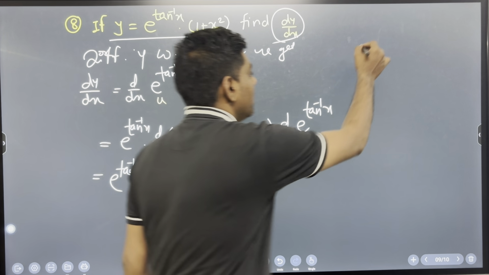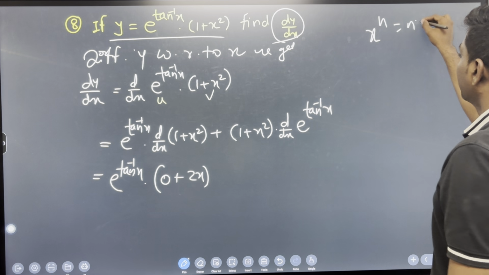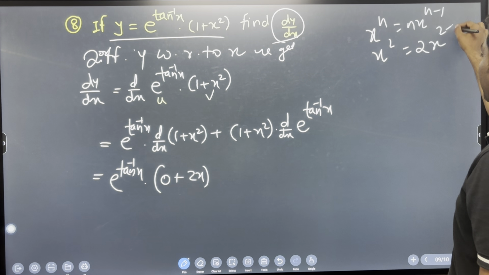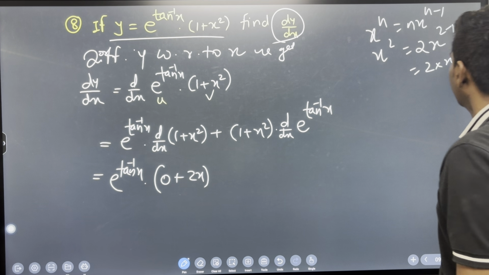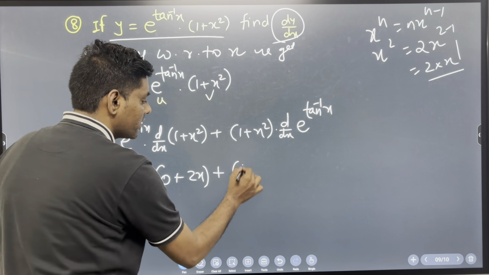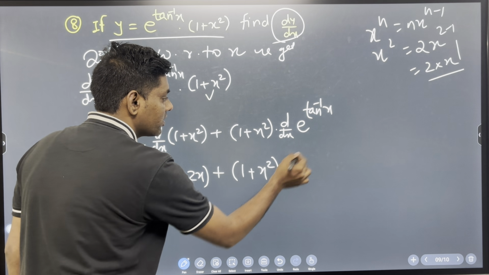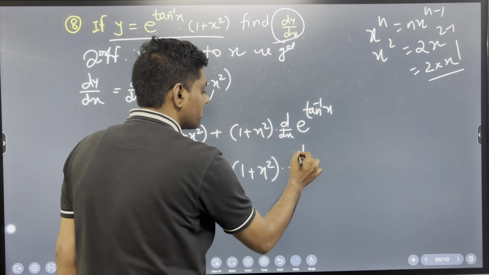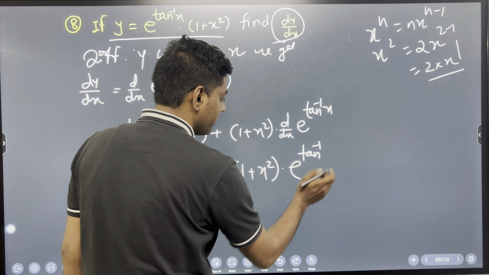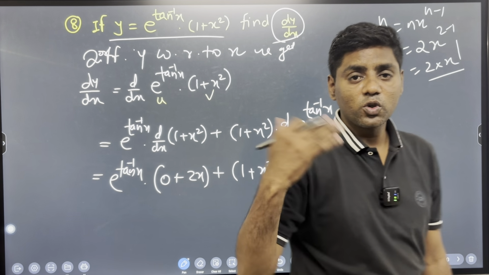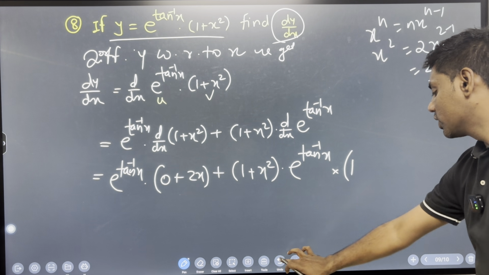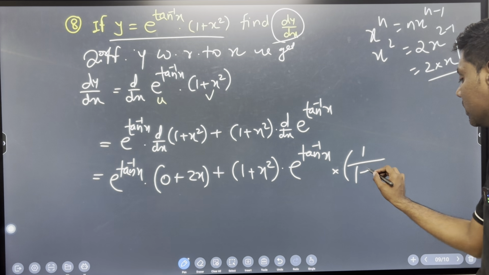According to which formula? x raised to n equals n into x raised to n minus 1, and then x square equals 2 into x raised to 2 minus 1, so it becomes 2 into x raised to 1, that is 2x. So we write down 2x, then plus 1 plus x square as it is, and the derivative of e raised to tan inverse of x is e raised to tan inverse of x, and most importantly, what is the derivative of tan inverse of x again? We know the derivative of tan inverse of x, remember the formula, is 1 upon 1 plus x square.